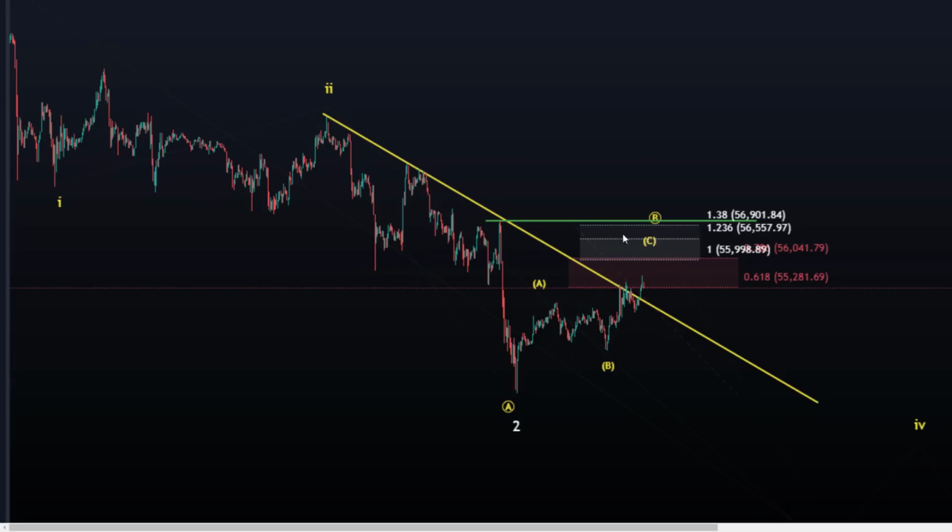You see here the Fib extensions. The target range generally for a C wave is between 56K and 56,900. This is where we would normally expect a C wave to finish, but it needs to give us some kind of topping signal. What would that be normally?